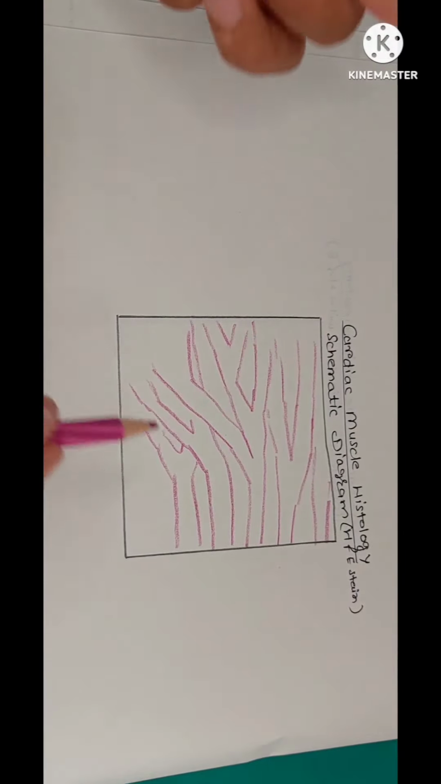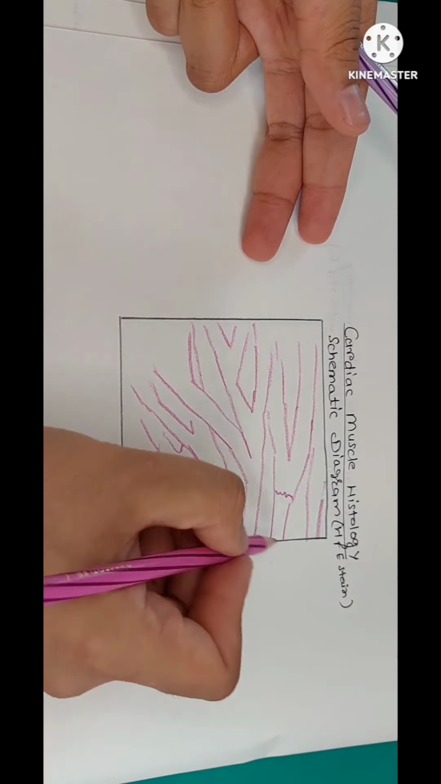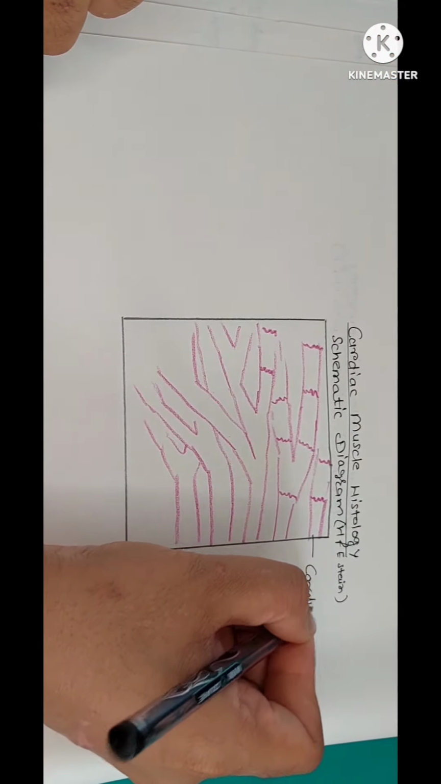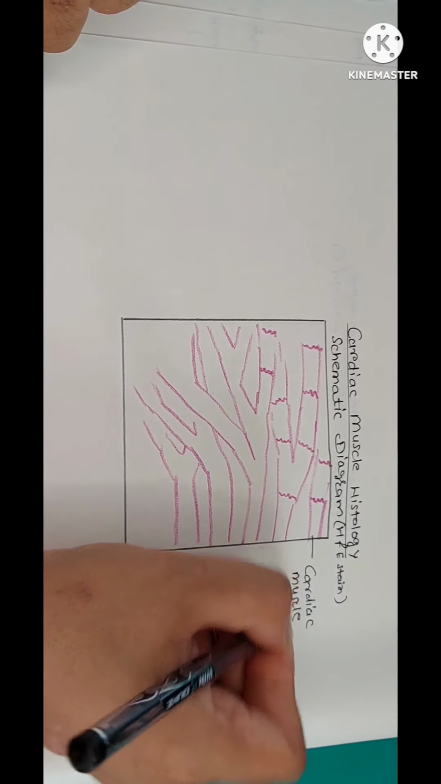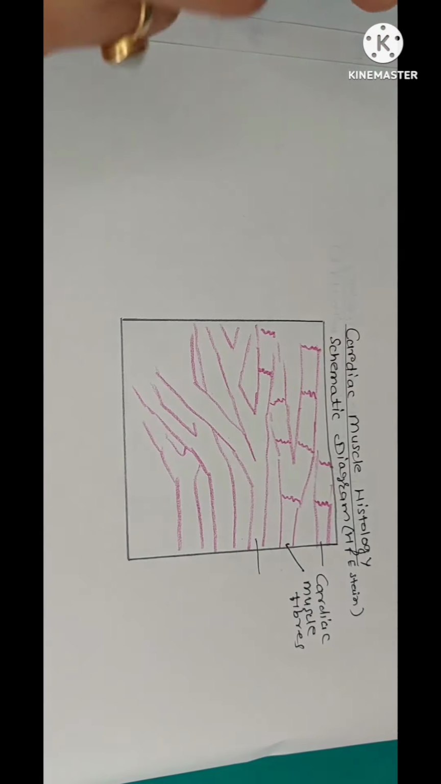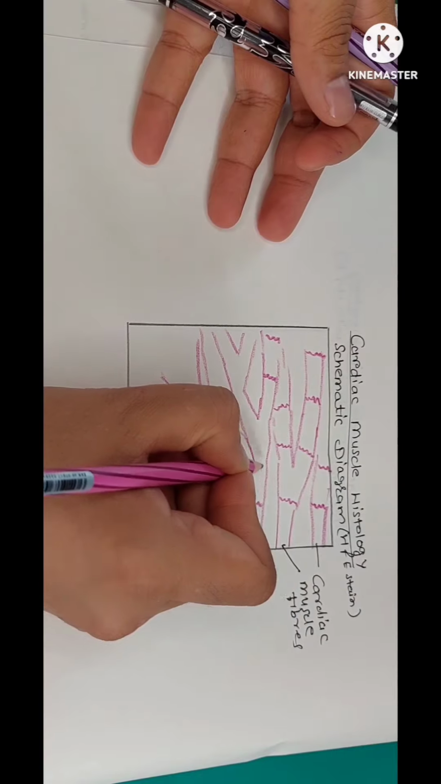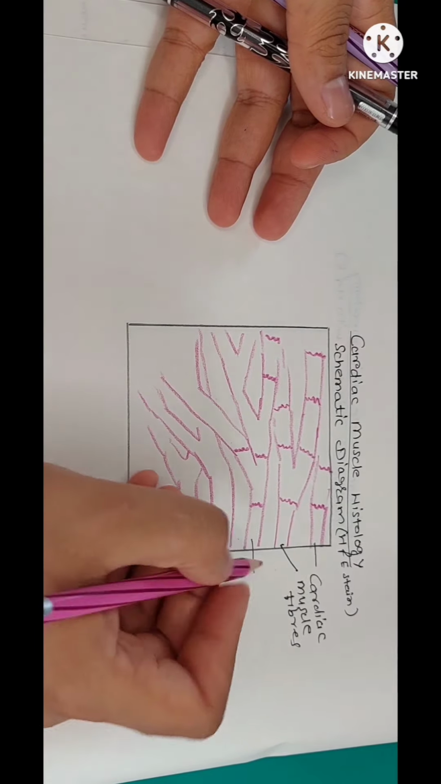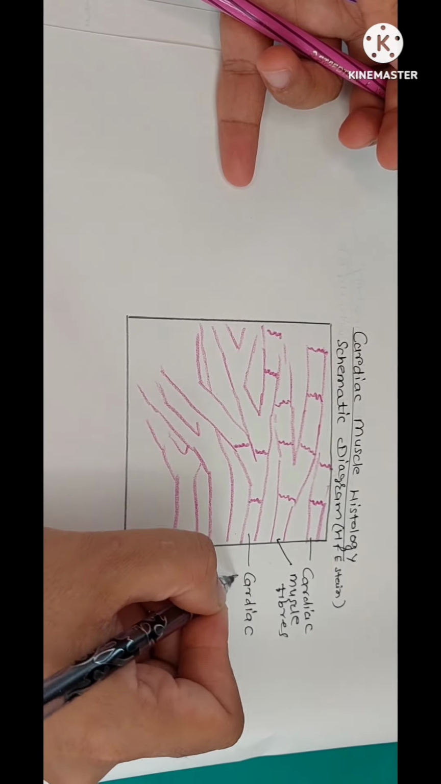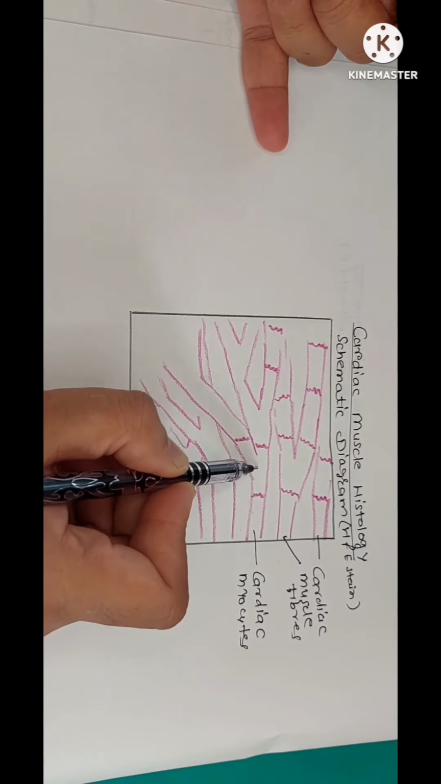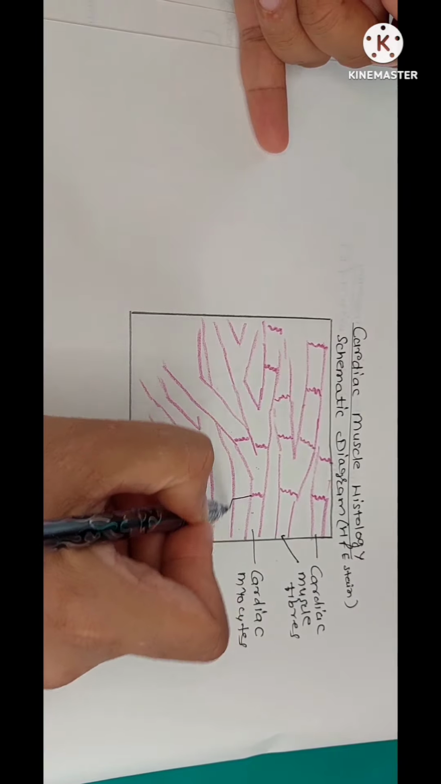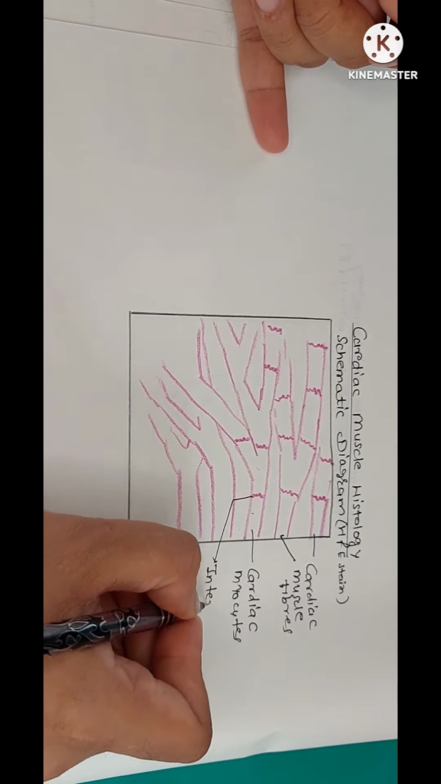Each cardiac muscle fiber shows cardiac myocytes. These are cardiac myocytes. The cardiac myocytes are joined with each other at the specialized junctional complex, that is the intercalated disc.